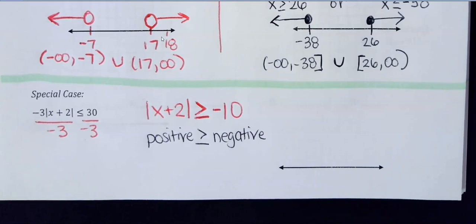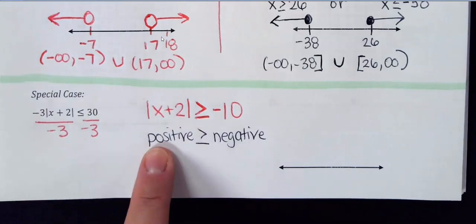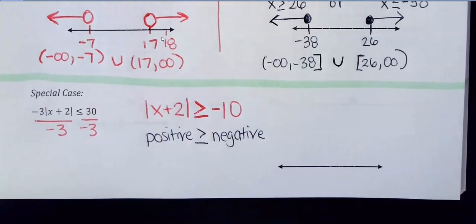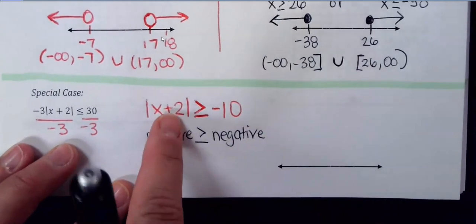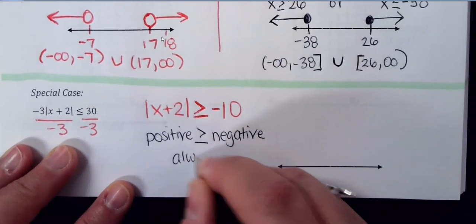True or false? This throws people off sometimes because of the "or equal to" part. But a positive number is always bigger than a negative number. It's never going to be equal to it, but that's okay. It's greater than or equal to, so a positive number is always greater than a negative number. So no matter what I plug in for x, this will always be true.